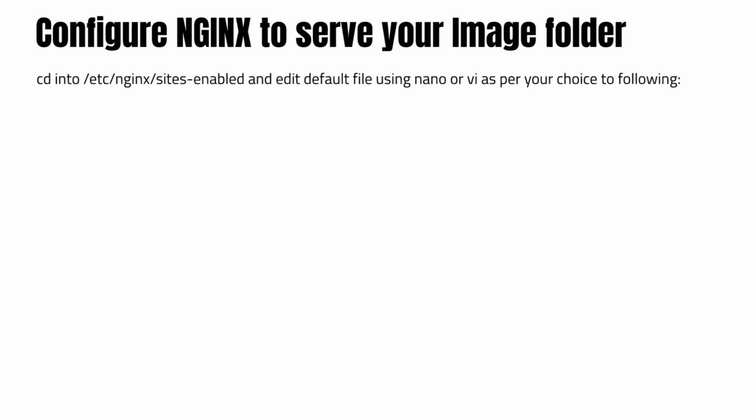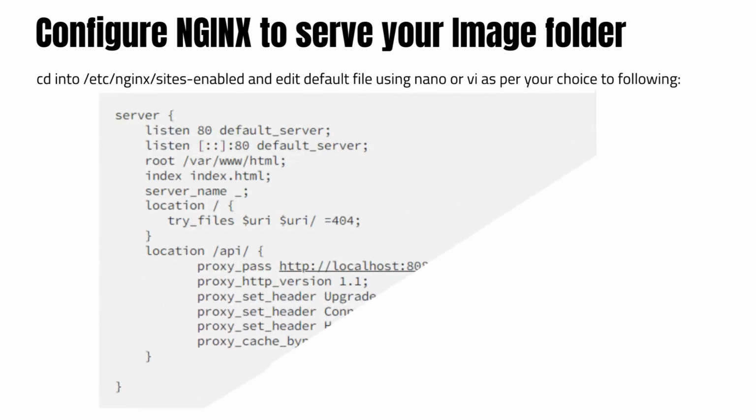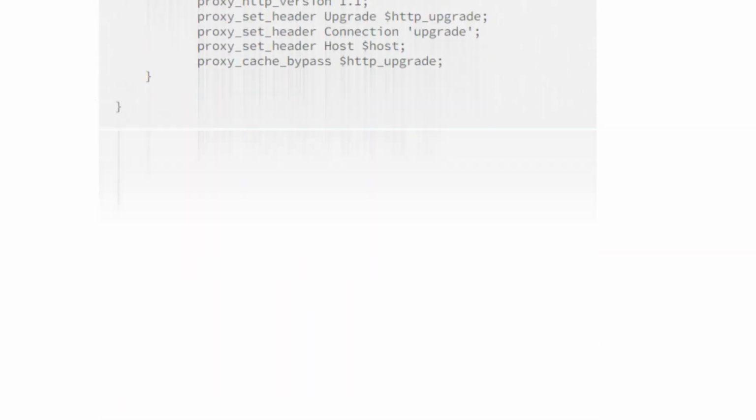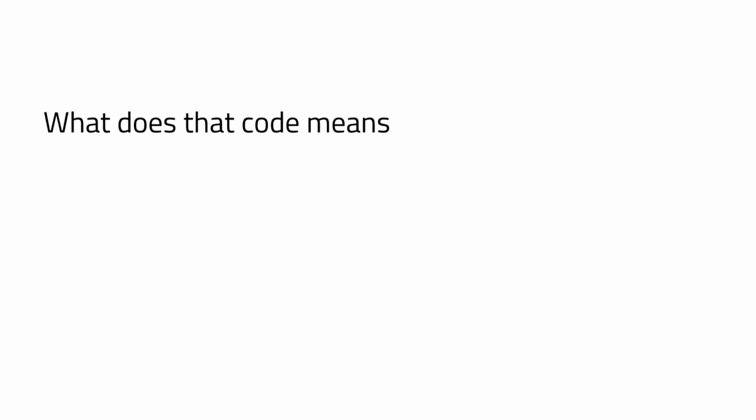Configure NGINX to serve your image folder. cd into /etc/nginx/sites-enabled and edit the default file using nano or vi, as per your choice, to the following. As you see on screen, what does that code mean?